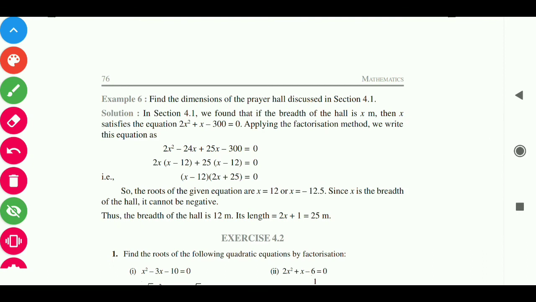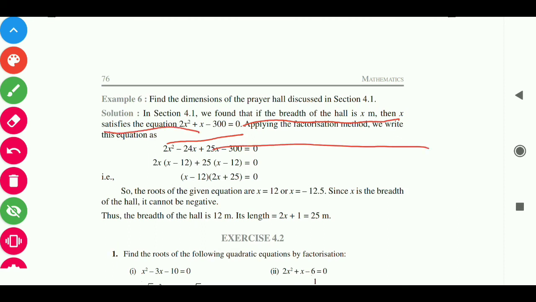So the equation that we have derived was 2x square plus x minus 300. Now we need to find the dimensions, that is length and breadth. So we found that if the breadth of the hall is x meter, then x satisfies the equation 2x square plus x minus 300.